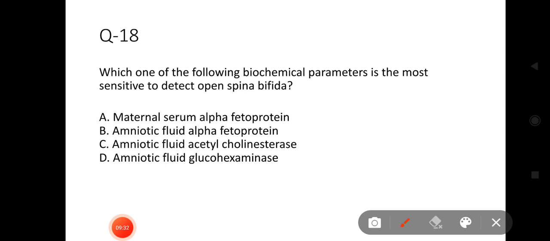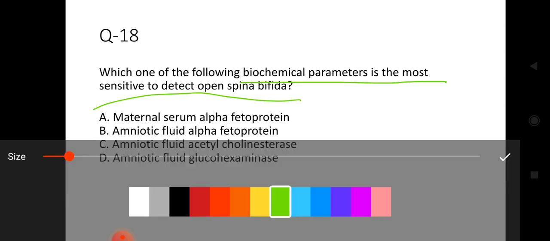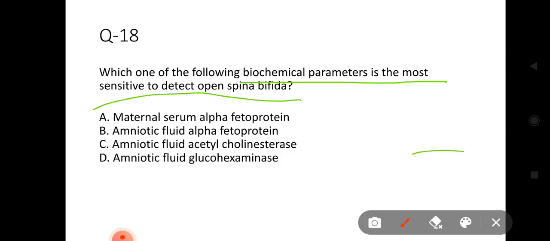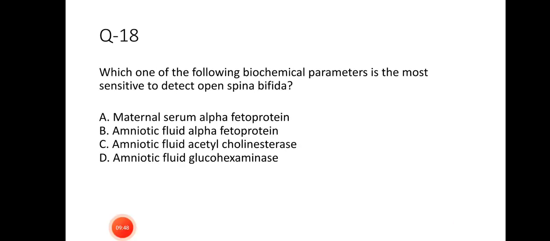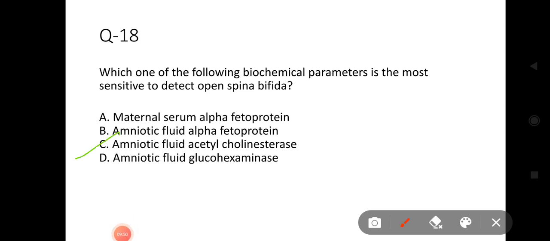Next is, which of the following biochemical parameters is the most sensitive to detect open spina bifida? Maternal serum alpha fetoprotein, amniotic fluid alpha fetoprotein, amniotic fluid acetylcholinesterase, and amniotic fluid glucose hexosaminidase. So answer is C, that is amniotic fluid acetylcholinesterase, the biochemical parameter most sensitive to detect open spina bifida.